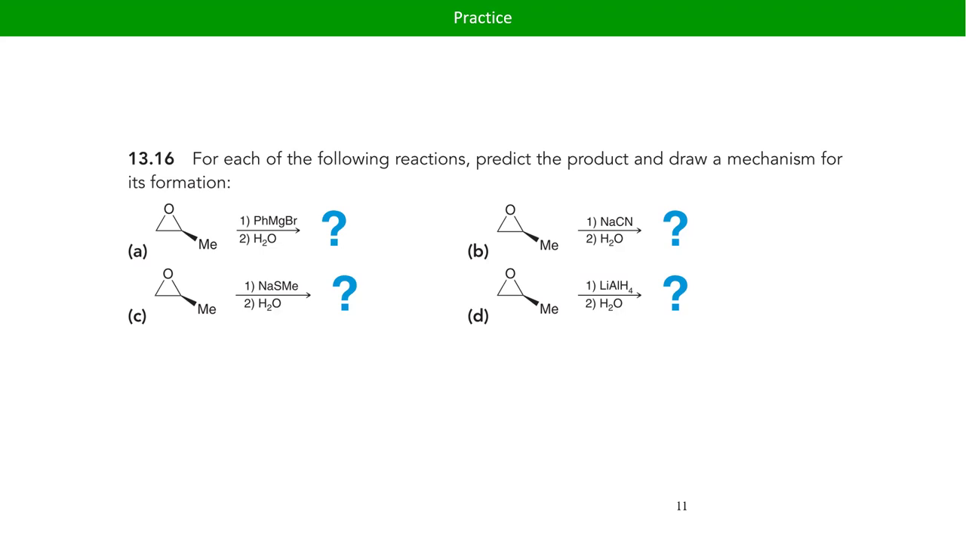So that'll be fun. All right, so take a couple minutes, and if you haven't yet, try and work through these. And then in a couple minutes, I'll start working through them.